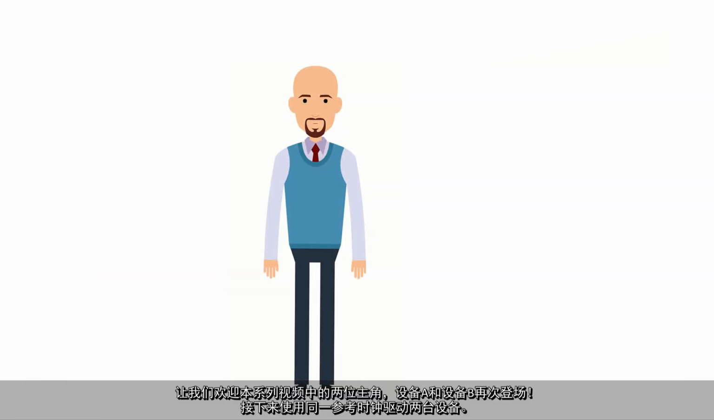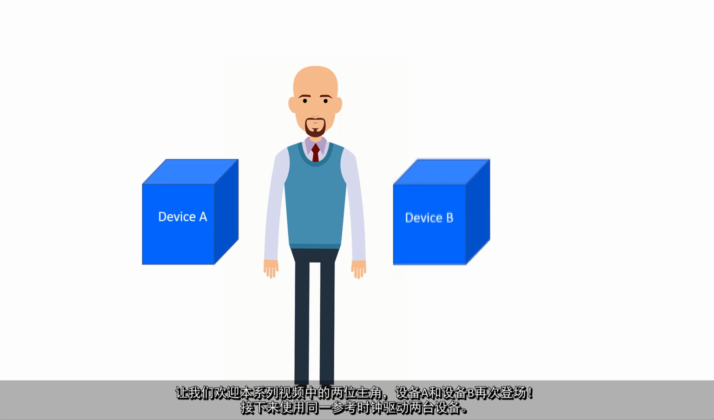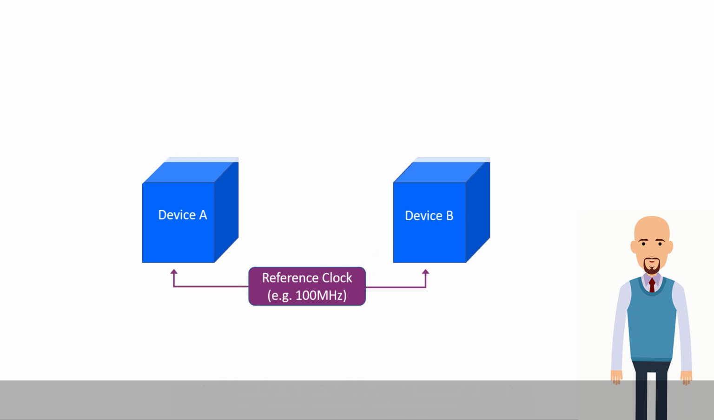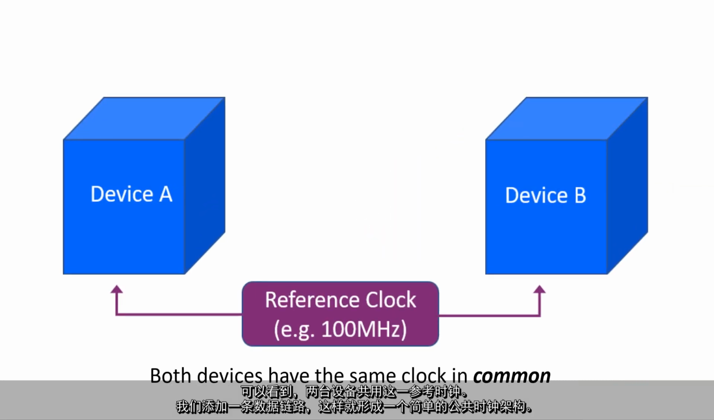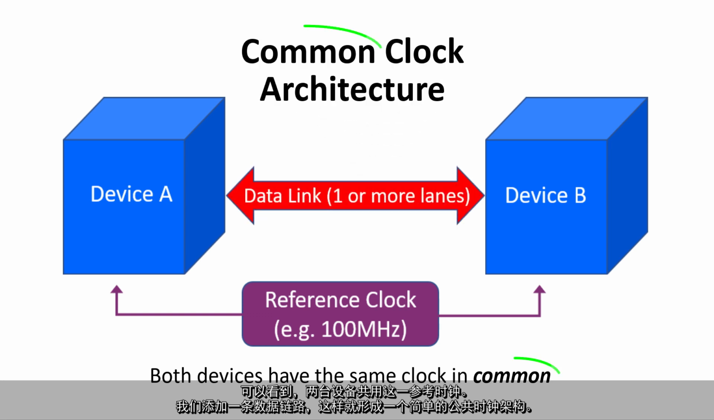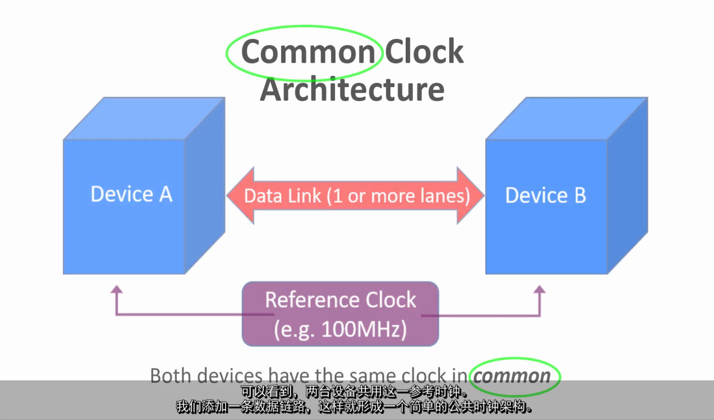And now, please welcome the returning stars of our video series, Device A and Device B. Next, let's have them driven by the same clock reference. We see that what they have in common is this reference clock. Let's add in the data link, and now we have a simple representation of the common clock architecture.